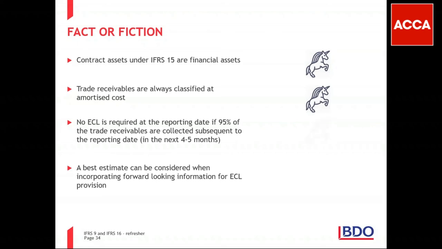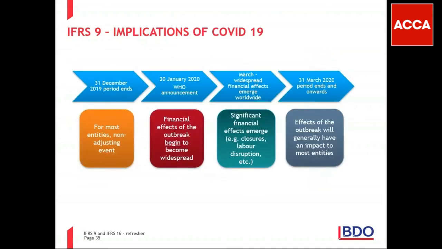Now, this is a very common one: no expected credit losses are required at the reporting date if 95% of the trade receivables are collected subsequent to the reporting date. Usually entities look at the subsequent position of the recovery of the receivable, and based on handsome recovery, they conclude that there is no provision required. That is not correct. At the reporting date, based on historical information and forward-looking information, entities still need to estimate their expected credit losses on trade receivables, even if the major amount of receivables has been subsequently cleared. Another one: a best estimate can be considered when incorporating forward-looking information for the ECL provision. That is also not correct. A reasonable estimate is required.